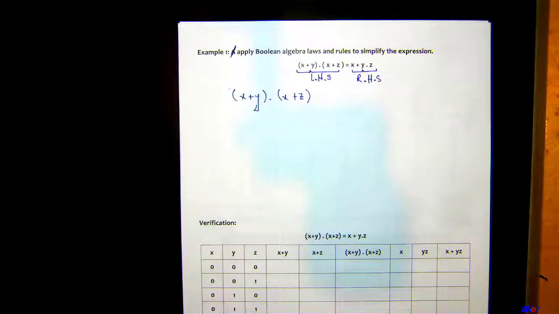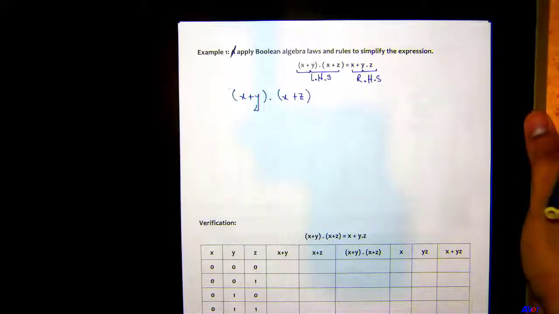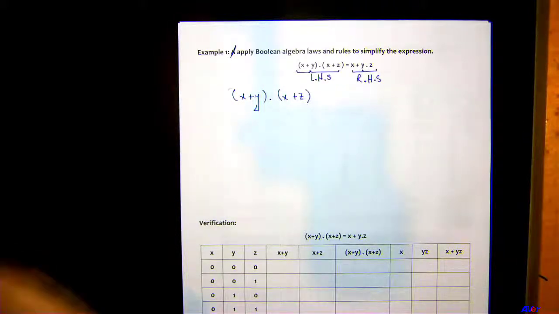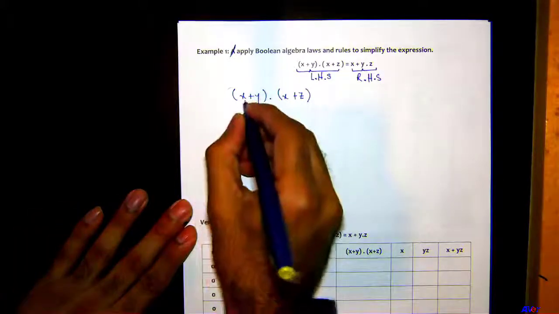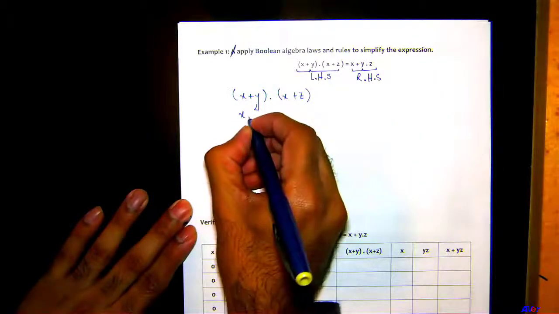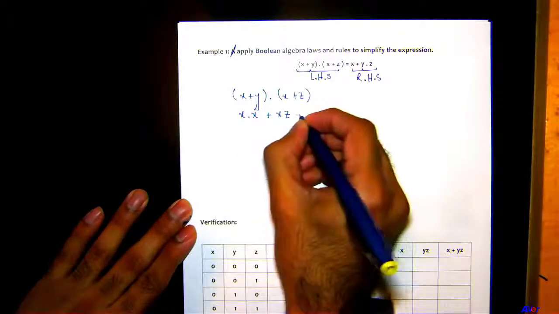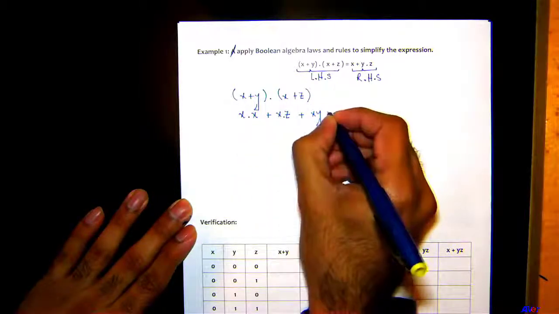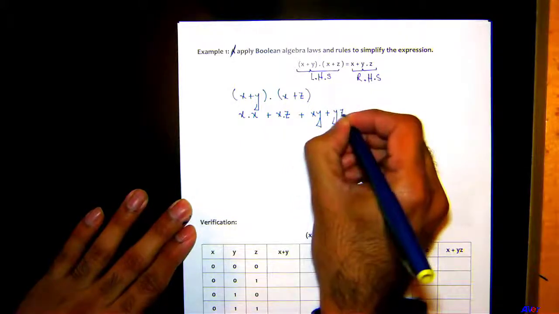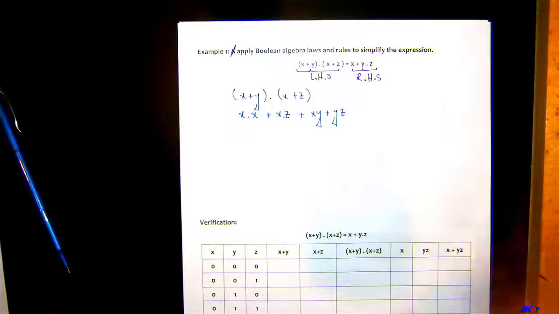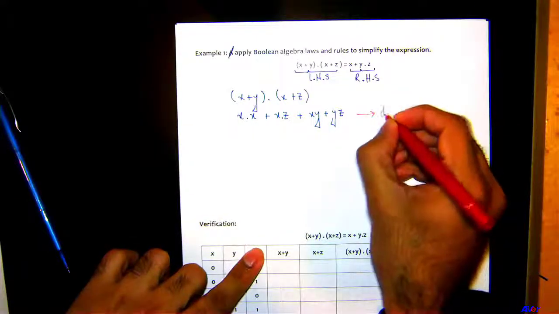You have to go step by step. I want to answer from a different individual every time. Come on. How can I get started? Can we just start by applying the distributive law, basically opening the brackets, multiplying? Okay, so x times x is going to give me xx plus xz plus xy plus yz, right? So I just applied the distributive law here.